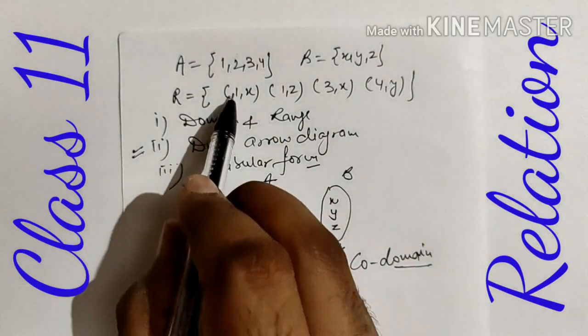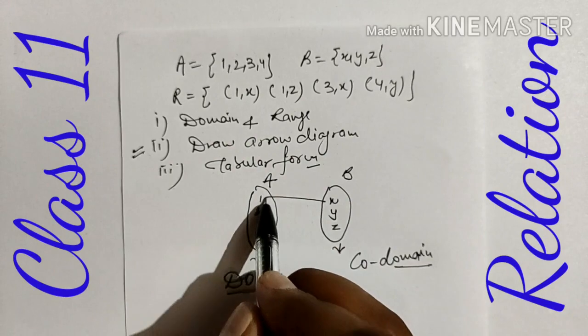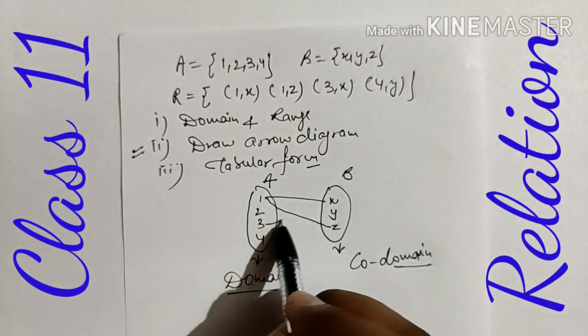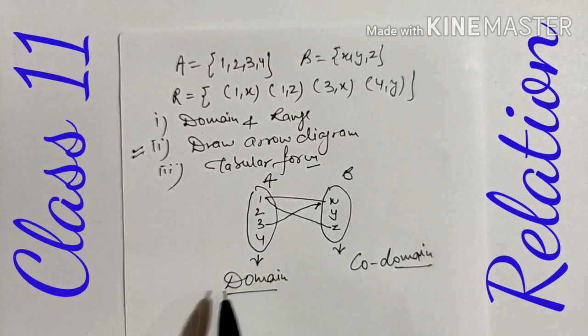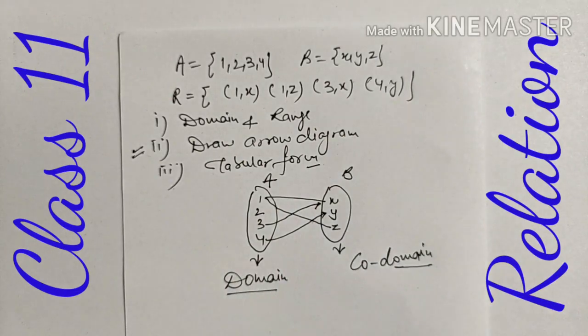If you see the relation, 1 with x, 1 with z. So we connect 1 with x, 1 with z. 3 is connected with x. So we connect it, and 4 connects with y. We connect all of them with the arrow diagram.